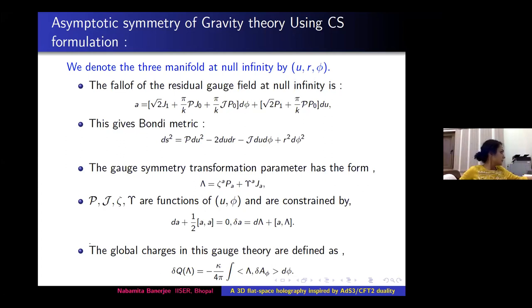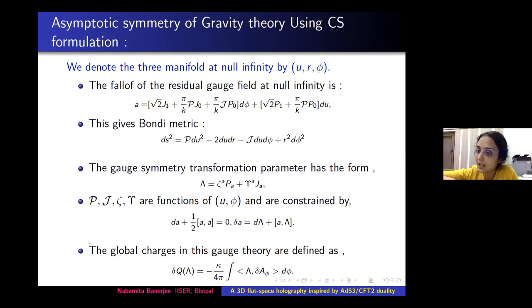So I was basically looking at this paper by Giveon and Kutasov. They have definitely talked about strings on AdS3, but they have at least written that similar things can also be done on flat spaces. There are references that do talk about strings on flat spaces as well, but they're not very easy to understand, but probably there are.